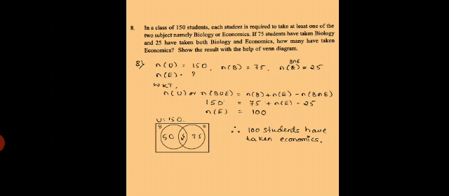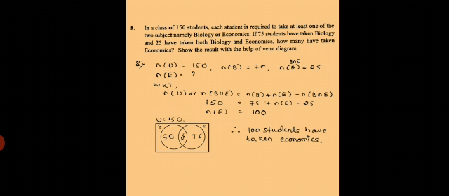Now we know the formula, that is n of U, or n of B union E, is equal to n of B plus n of E minus n of B intersection E. Substitute the values: 150 is equal to 75 plus n of E minus 25. Then after simplification, you get the number of students who take economics is equal to 100.